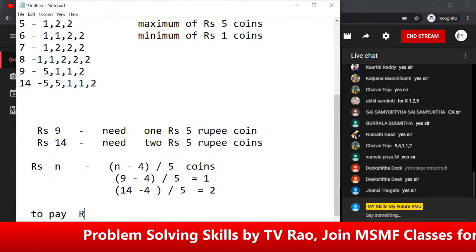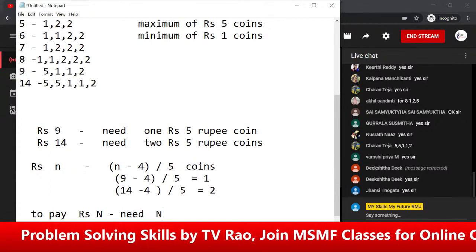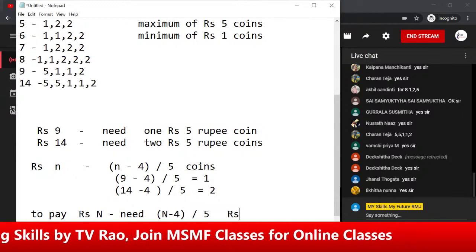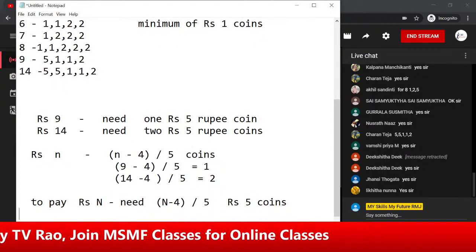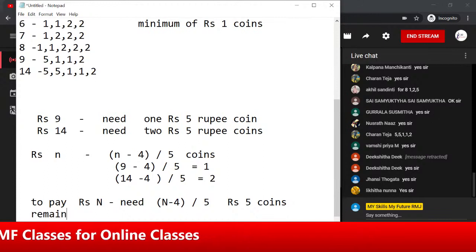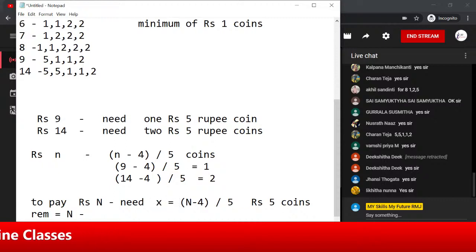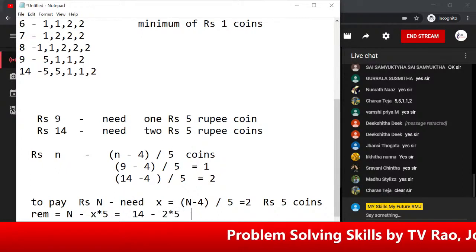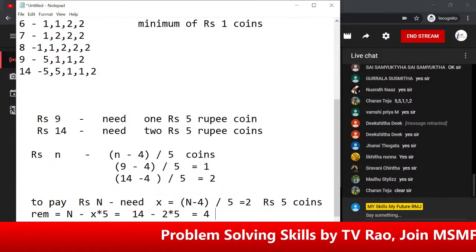To pay n rupees, you need (n minus 4) by 5 rupee coins. Is this clear? Now find out the remaining amount. Suppose the number of 5 rupee coins is x. The remaining is n minus x into 5. For example, 14: x is 2, so 2 into 5. After using 5 rupee coins, how much is left? 4 rupees is left. Okay, this is clear.